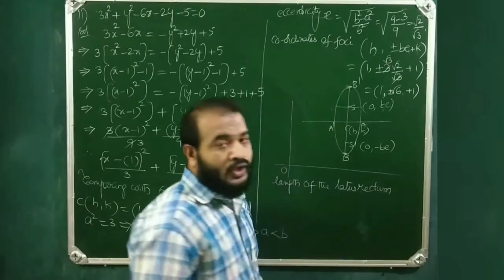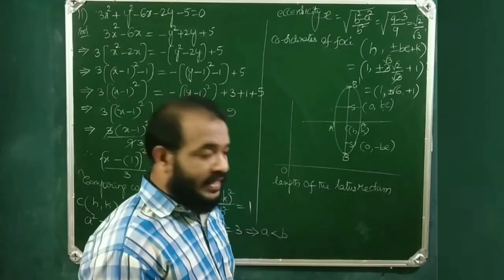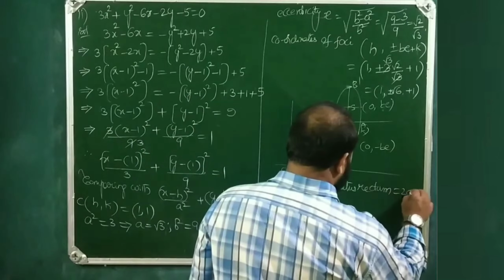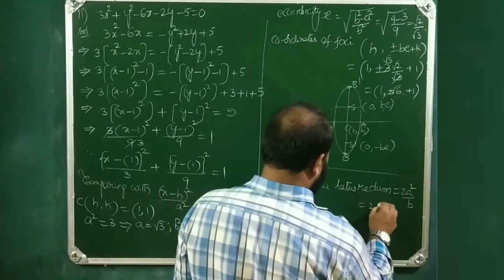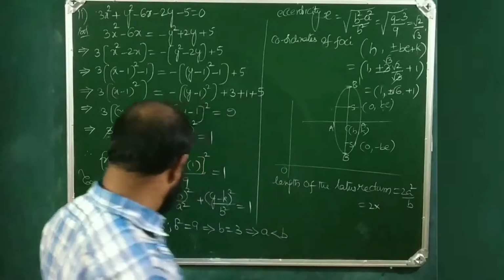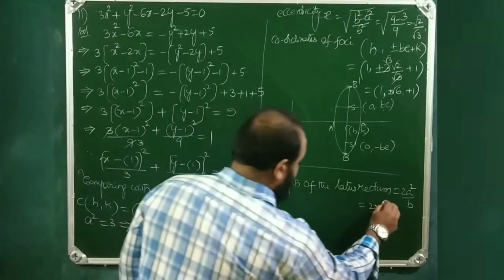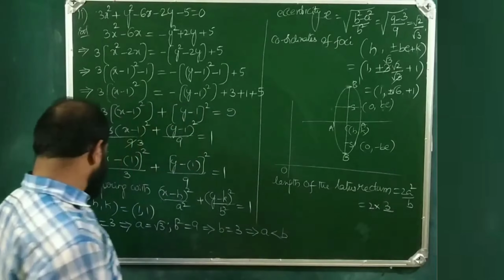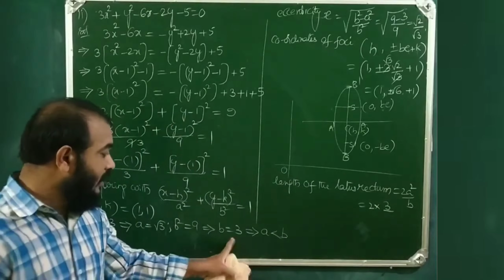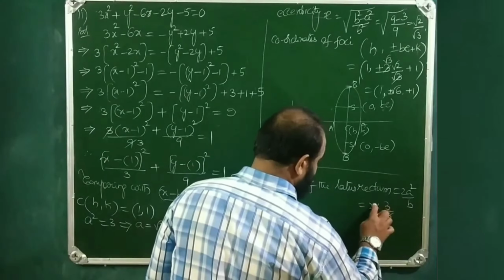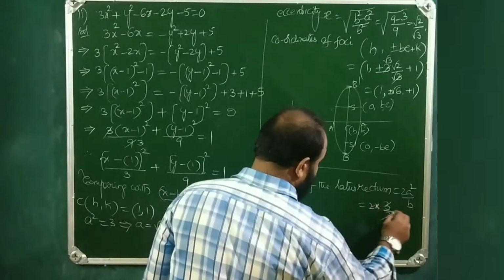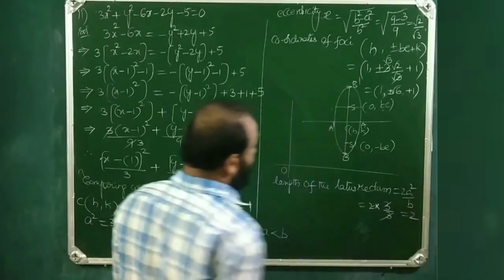In the last case it is 2b square by a, but here it is 2a square by b. So this is equal to 2 into a square is 3 by b is again 3. So 3 gets cancelled, and we are left with 2.